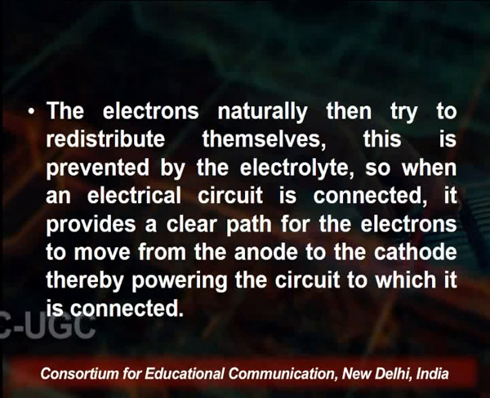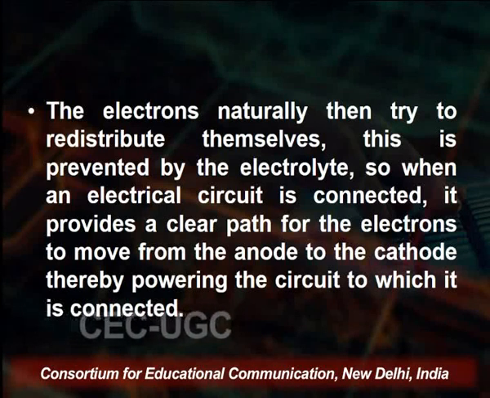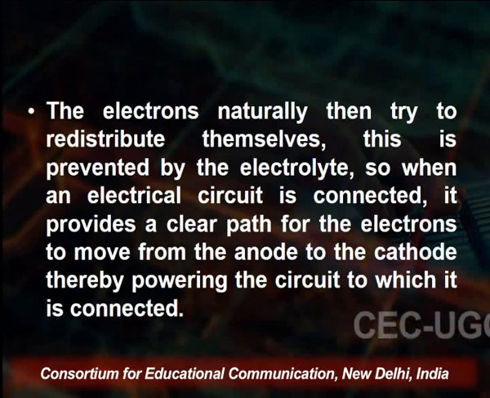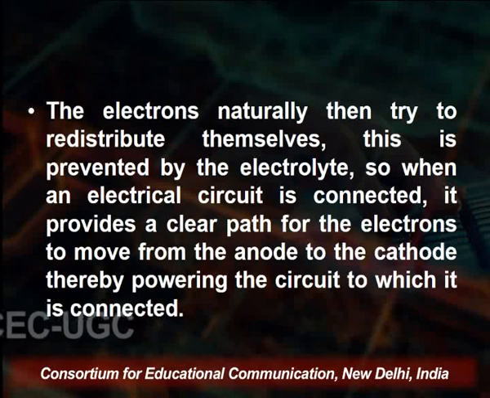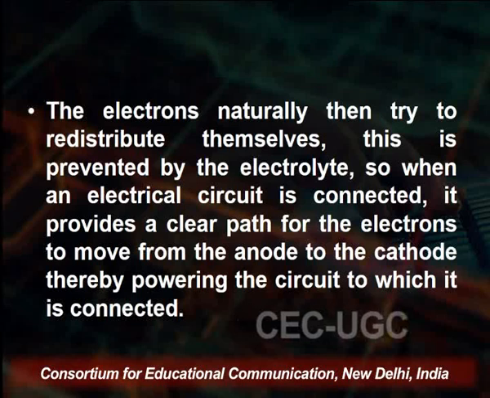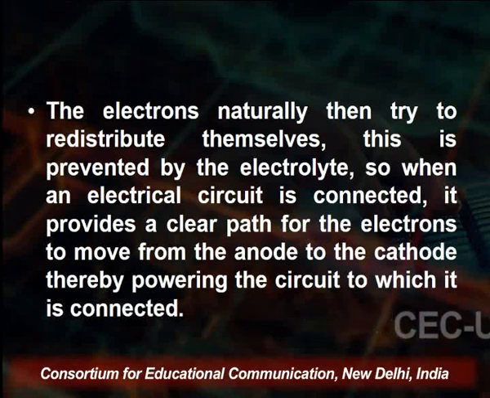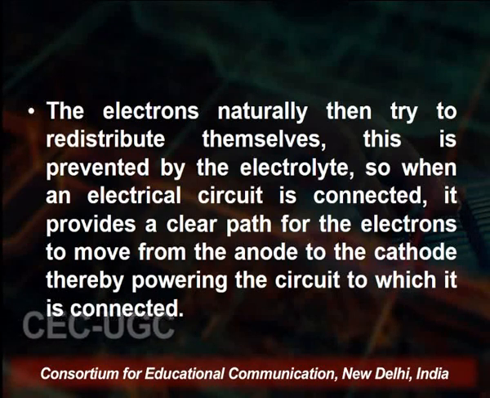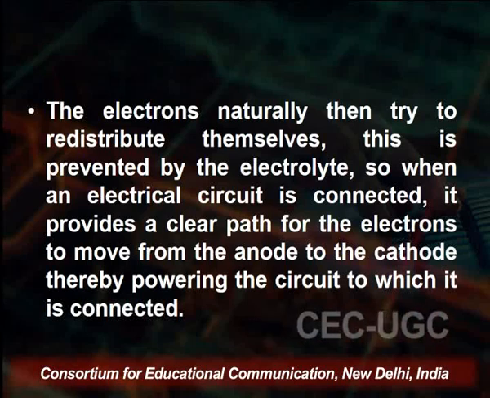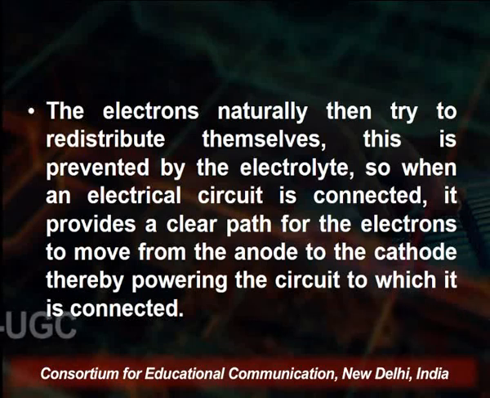So when the electrical circuit is connected, it provides a clear path for the electrons to move from the anode to the cathode. The work of the electrolyte is to provide a clear path for the movement of the electrons from the anode to the cathode, thereby powering the circuit to which it is connected.